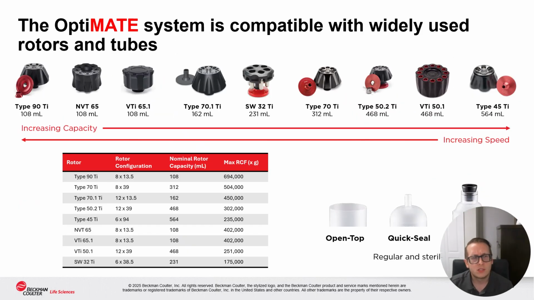The system also works with a broad range of Beckman-Coulter rotors and tubes, and these include tubes ranging from smaller scale down to 13.5 mL, all the way up to 94 mL tubes. And it's compatible with a variety of different tube formats as well, including quick seal, OptiSeal, and open top. So whether you're running a small scale prep using something like the Type 90 Ti or a high volume separation with the Type 45 Ti, OptiMATE can integrate pretty seamlessly into your existing ultracentrifuge workflow.